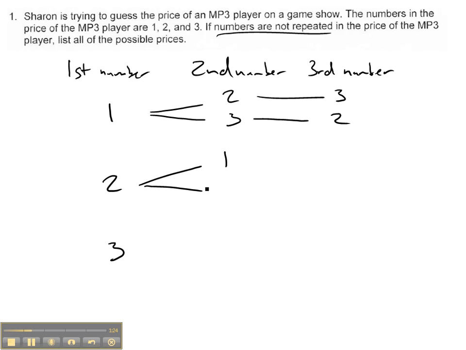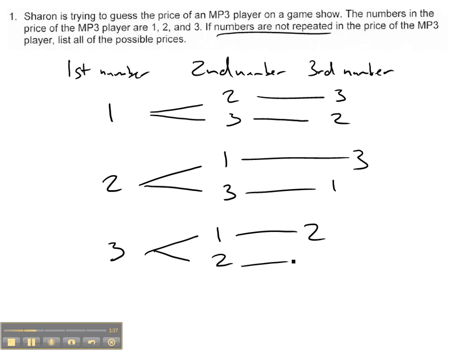If the first number is a 2, the second number could only be a 1 or a 3. And then here the last number would need to be a 3, and here the last number would need to be a 1. If the first number is a 3, the second number could only be a 1 or a 2. And so the last number here would be 2, and the last number here would be 1.